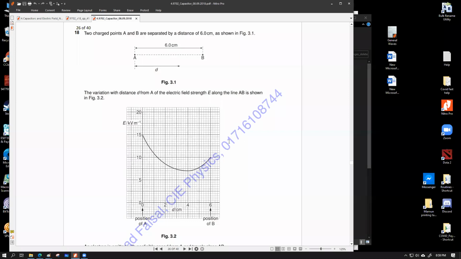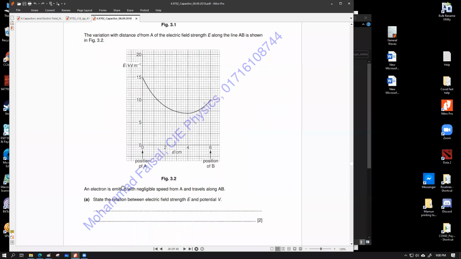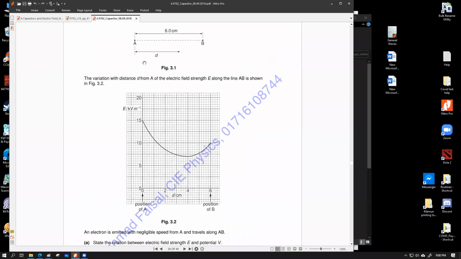Okay, so we have two charged particles A and B which are separated by a total distance of 6 cm in between each other. The variation with distance d from A of the electric field strength along the line AB is shown in figure 3.2. So you can see electric field strength which is entirely on the positive side. The question says an electron is emitted with negligible speed from A and travels along AB. So we released an electron with negligible, which is 0 speed from here, and it is going to travel along AB.